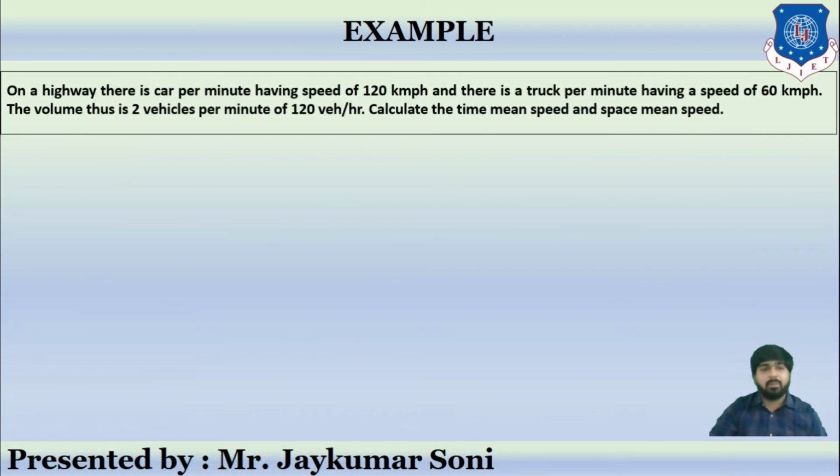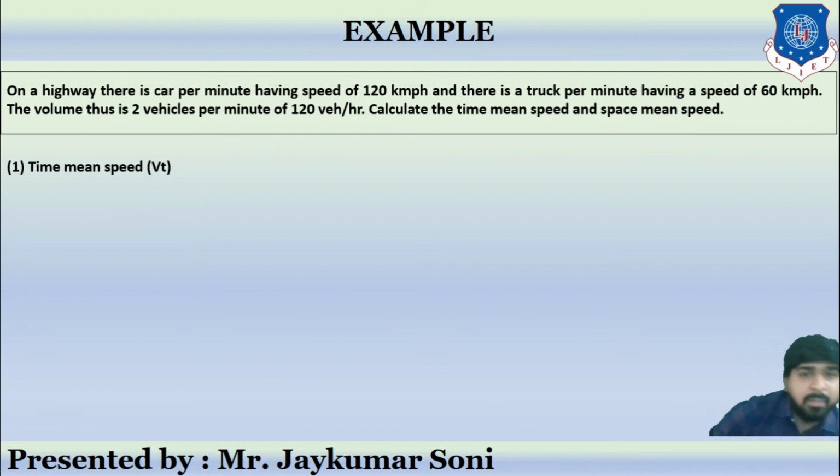Now let us discuss another example. On a highway, there is a car per minute traveling at the speed of 120 kmph, and there is a truck that is traveling at the speed of 60 kmph. So the car is having the speed of 120, the truck is having the speed of 60. The volume is two vehicles per minute or 120 vehicles per hour. Calculate time mean speed and space mean speed.